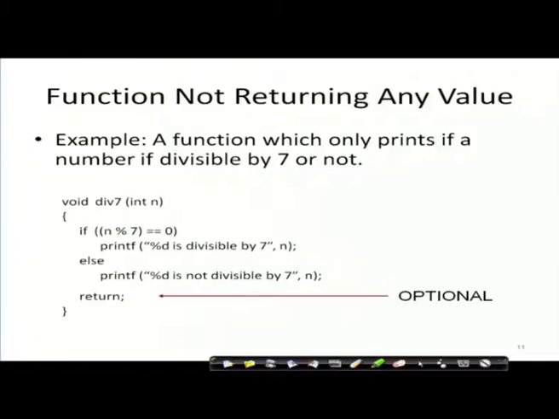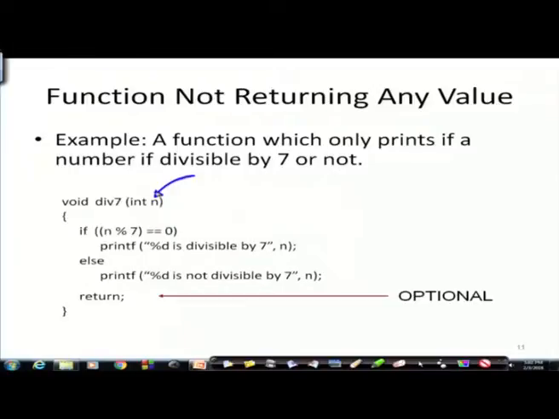So, in the earlier lecture we have seen how a function can be invoked and it returns values. As we had mentioned, it is not the case that a function will always return a value. Here is an example. Look at this function div7. The purpose of this function is to find out whether a particular number that is passed on to it as a parameter is divisible by 7 or not.